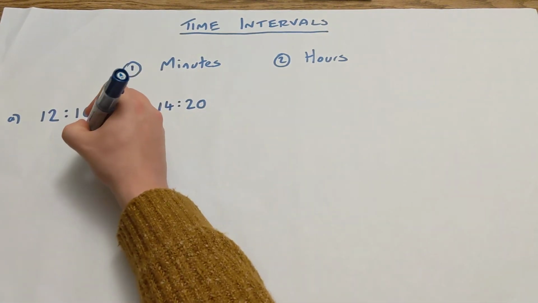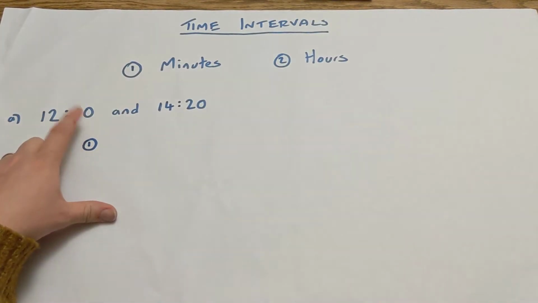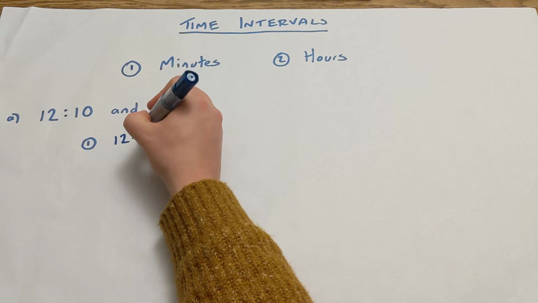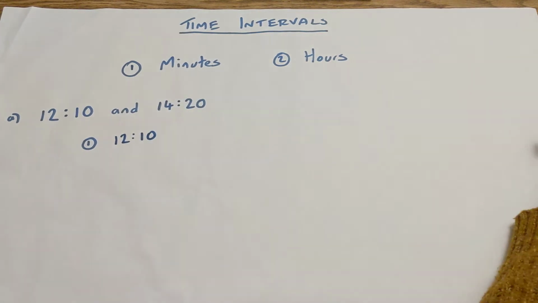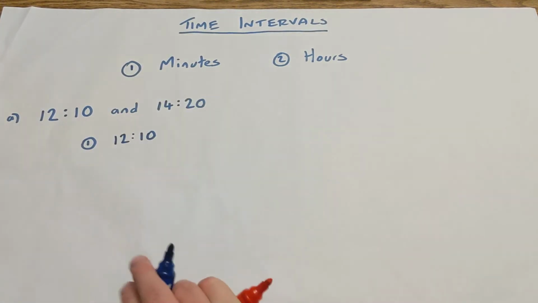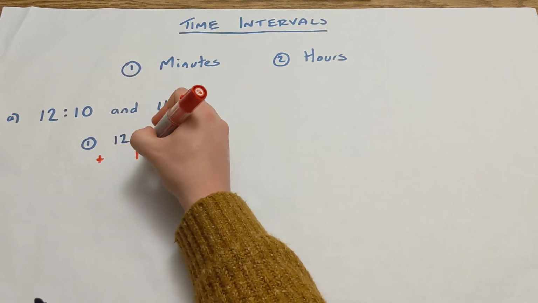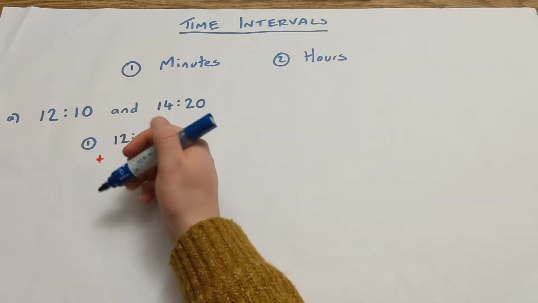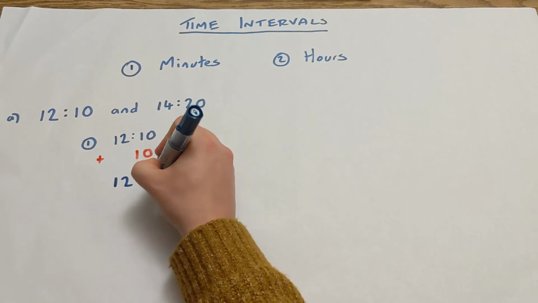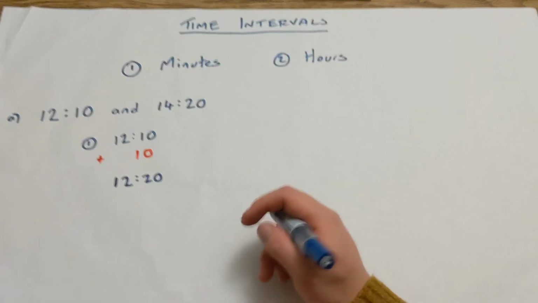What I mean by that is, starting at 12:10, I want to add on minutes until it matches what we're trying to get to. So, to go from 10 to 20, what I want to do is add 10, okay? So if I add 10 onto that, that's going to give me 12:20. I've added on those 10 minutes, and now I'm at 12:20.